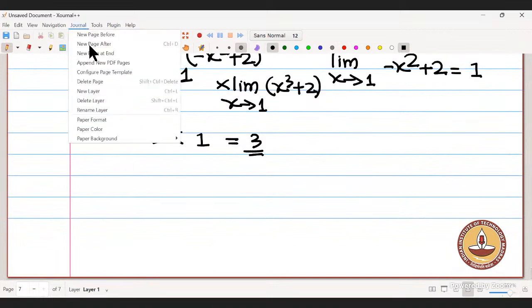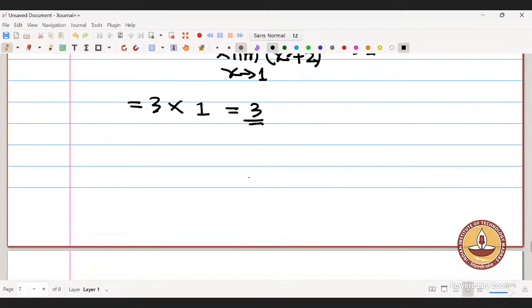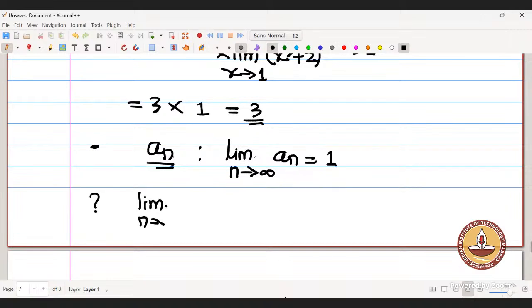One more, sir. 7.4, sixth one, sir. So you have a sequence, and the limit of the sequence is 1, right? Yes, sir. It's asking the limit of this sequence, right?